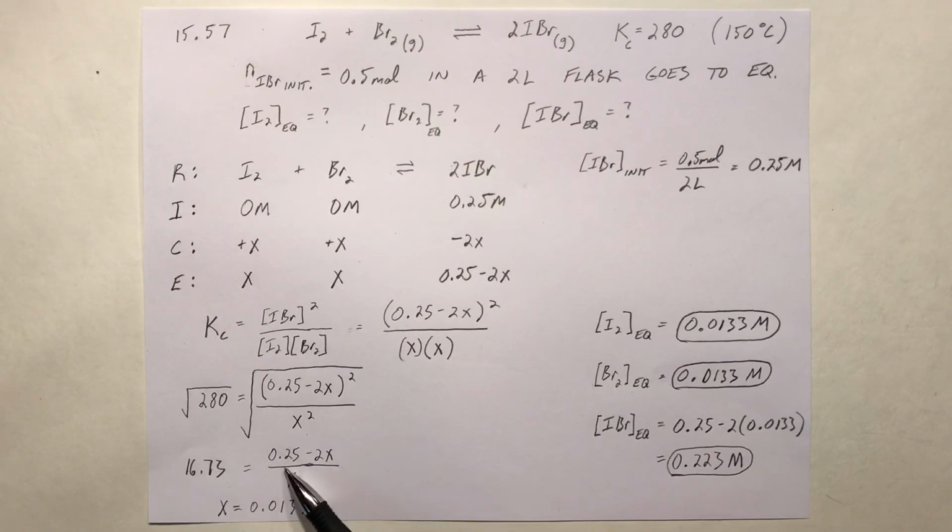On the right hand side we have 0.25 minus 2x divided by x. So you would just do the algebra there and solve for x, and you would get 0.0133.